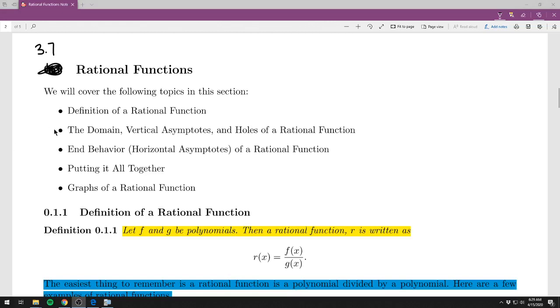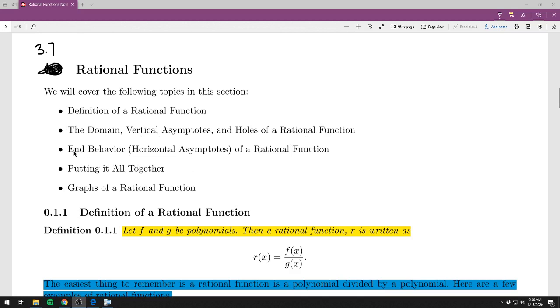This video will be going over section 3.7 on rational functions. The first thing we'll do, we'll talk about what a rational function is. Then we'll hit on pretty much all the characteristics of a rational function that are different than a polynomial. So one thing we'll have to worry about is the domain of a rational function, and what goes along with that are topics called vertical asymptotes and holes.